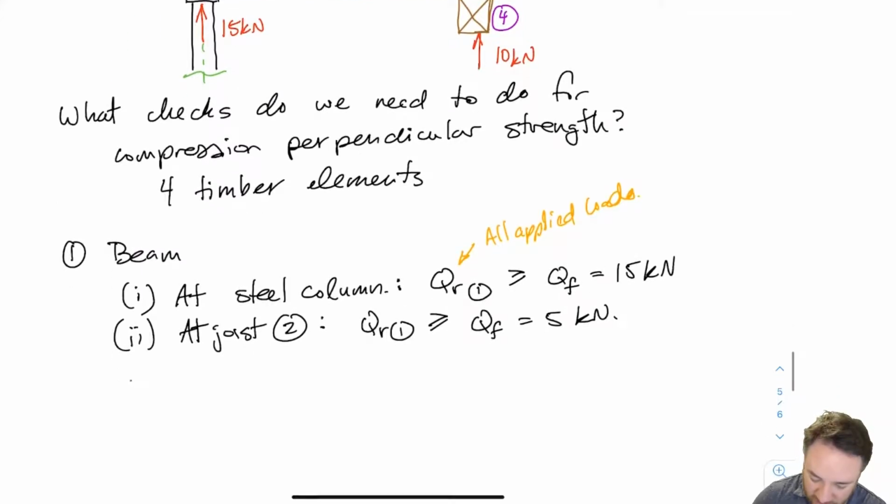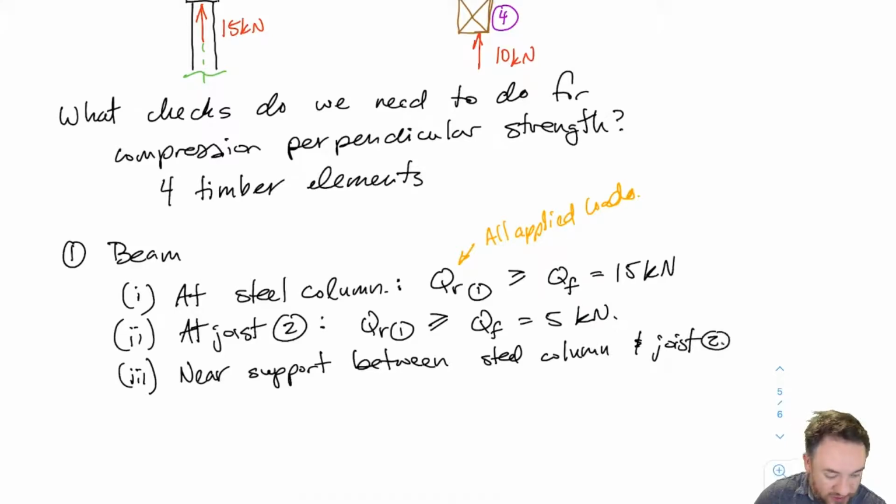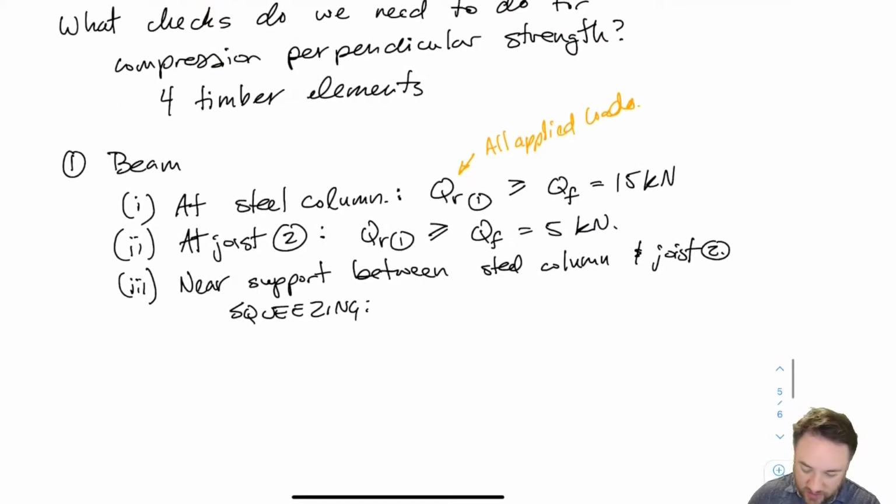Then the third, and this is the tricky bit now, is near the support between the column and the joist, and joist 2. So this is the squeezing check. Okay, so this one is going to be QR1. It's still 1, but this is prime, because this is a 2/3. It's the one with the 2/3. And this one has to be greater than or equal to what?